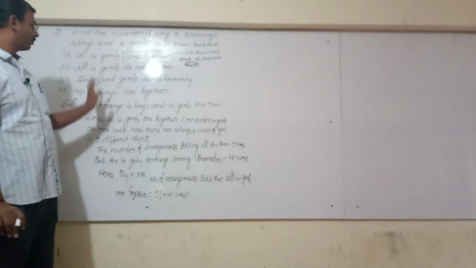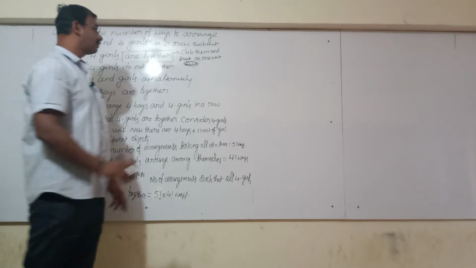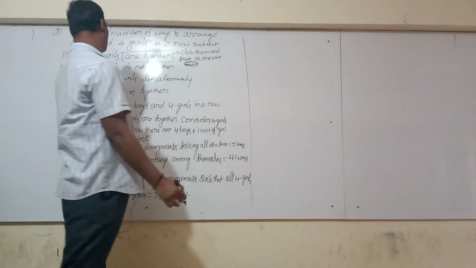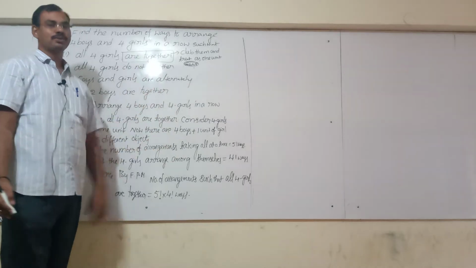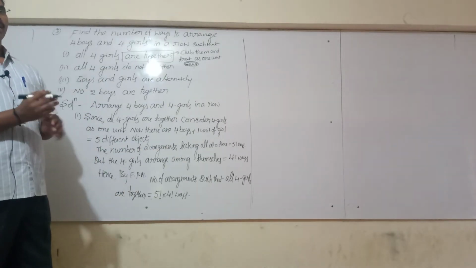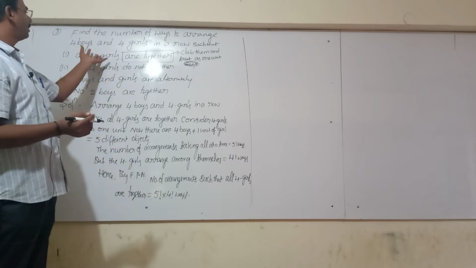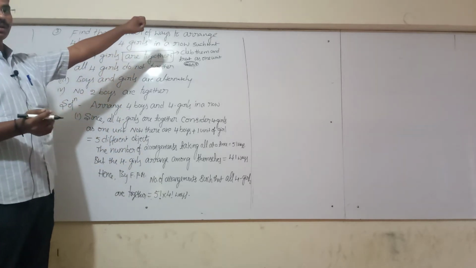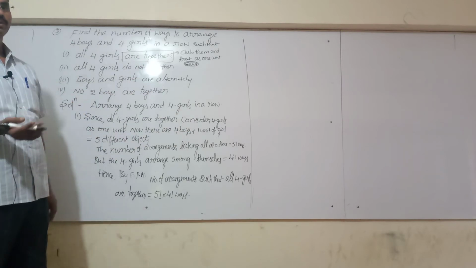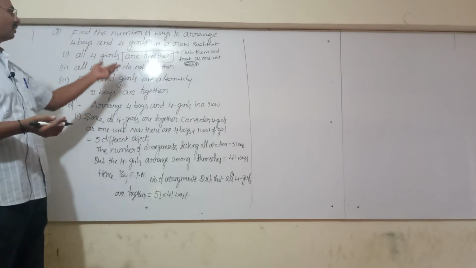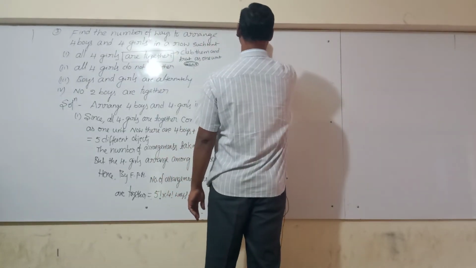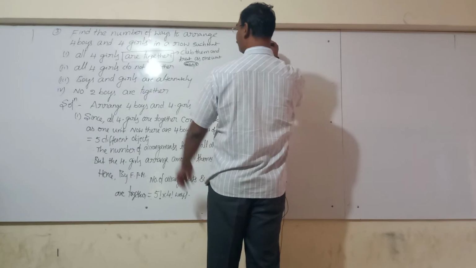Now the second question. What is the second problem? The second problem is all 4 girls do not come together. So 4 girls not together means what to do? Not together means we have to subtract from the total. That is called do not together. Total minus together is equal to do not together. So this is a very simple question. Remember this, all of you.